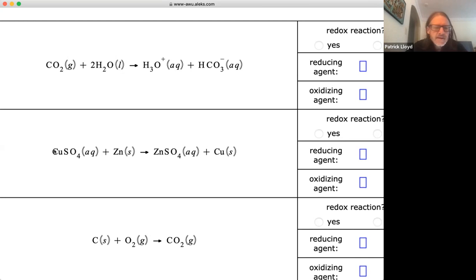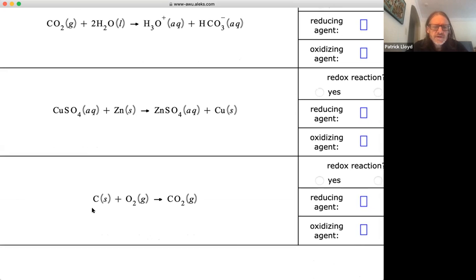Okay. Last one here. Carbon plus oxygen goes to CO2. Well, the carbon is 0 here as an element. Here it's +4. So that means it lost electrons, which means that it got oxidized, which means it's the reducing agent. Remember, if you get oxidized, you're the reducing agent. If you get reduced, you're the oxidizing agent. So carbon's the reducing agent.